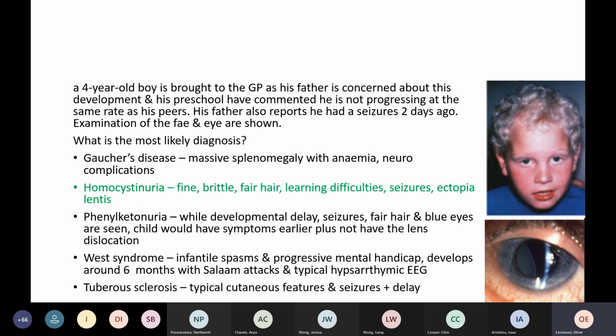So this is kind of one where either you recognize the presentation or you don't. As a clue, there's only 2 reasons why someone would show you a lens specifically as a picture of the eye, and that's homocystinuria and also Marfan's. They'll get either a down and in or up and out lens dislocation in Marfan's and homocystinuria respectively. But yeah, so you've got the learning difficulties, you've got seizures, you've got this lens abnormality, and then you also have this kind of fairly characteristic appearance with the fine brittle hair.